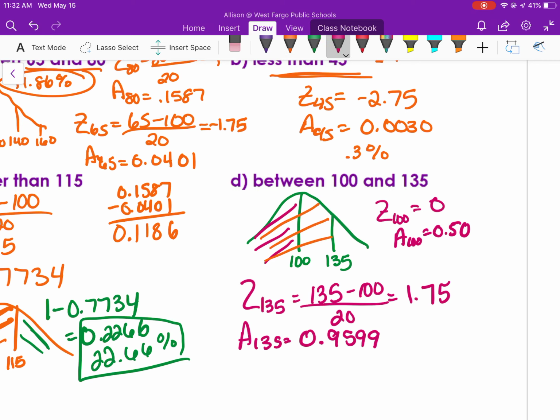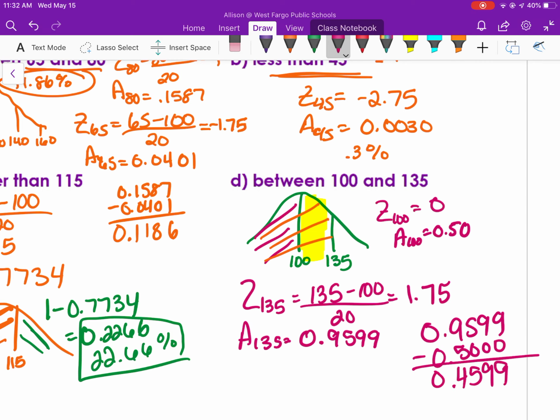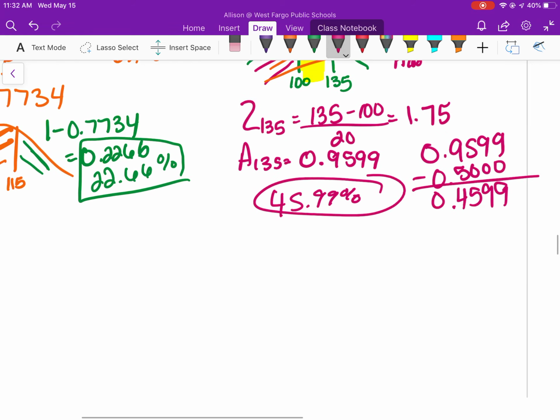So if I want just where they are between, then I'm going to take the bigger area, all of the orange that I shaded there, and subtract the pink shading. So that's going to leave me with the yellow that's in between. So you have to take 0.9599, subtract off the 0.5, or 50%, and you're going to be left with 0.4599. So about 45.99% is between those two numbers then. Okay, I'm going to do one more example.